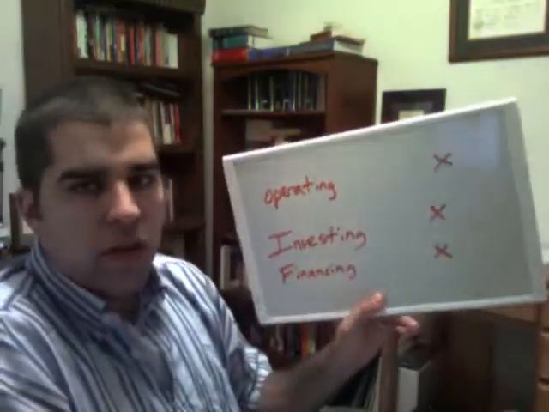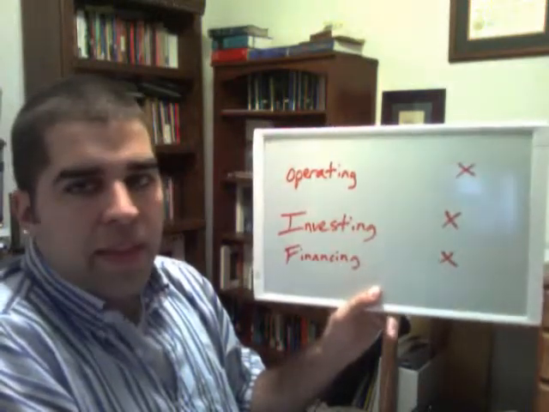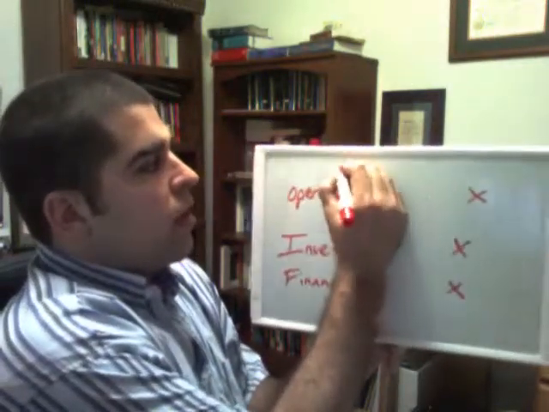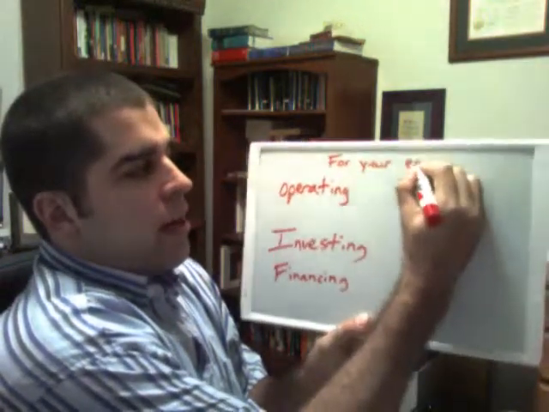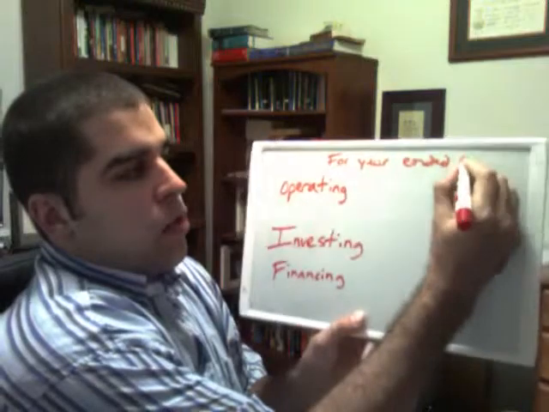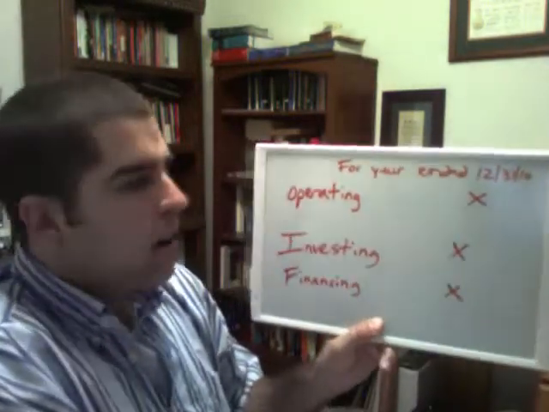So what does the format of the cash flow statement look like? Here is just a crude little outline that I've done. This is just like the income statement, something that is over a period of time. So you would see for year ended 12/31/2010 would be an example of a heading there for the cash flow statement.